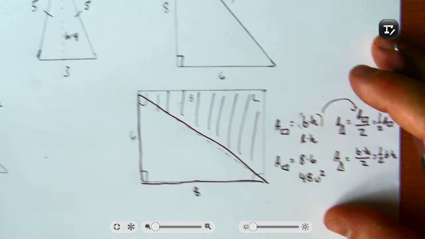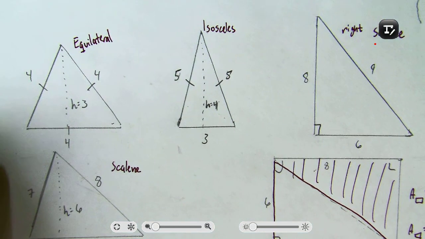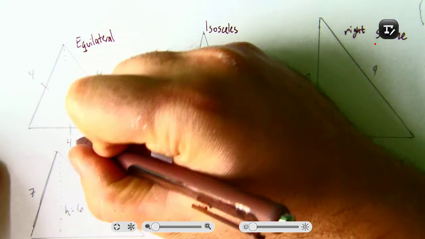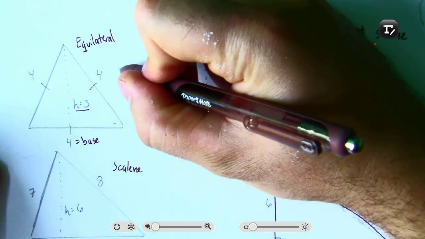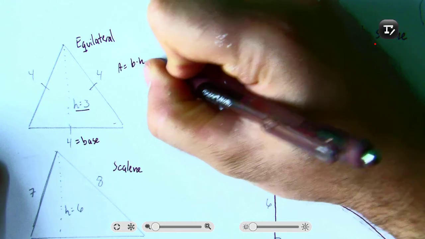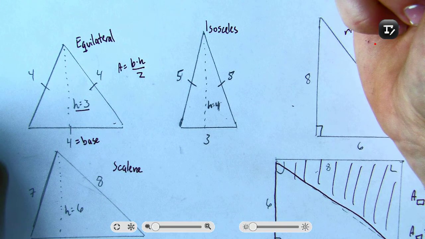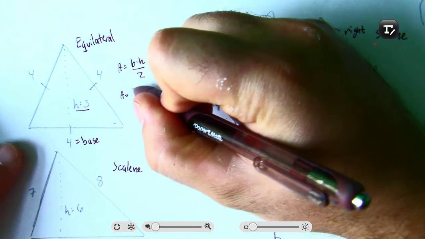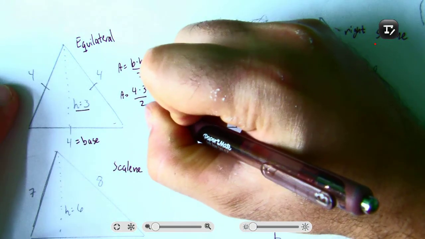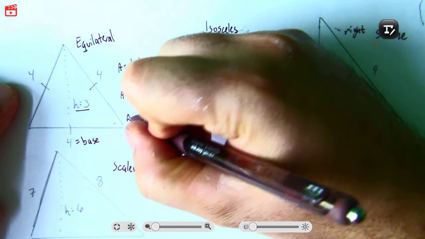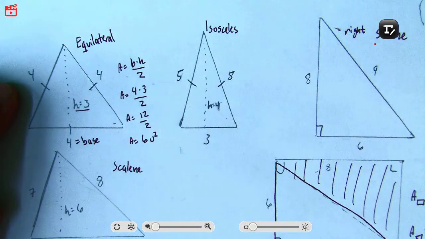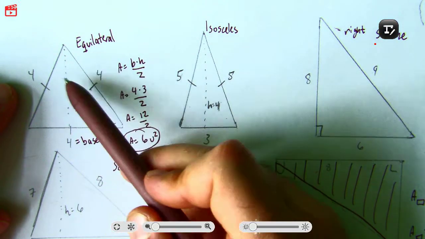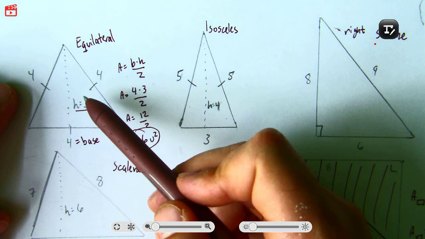So now, how does that work for our triangles? We have lots of numbers on here. Which one do we use? Well, 4 is the base. The height is clearly labeled there. So I'll take that formula, area equals base times height divided by 2. I'll just plug in my numbers. Area equals 4 times 3 divided by 2. So area equals 12 divided by 2, which is 6 square units. Notice how I actually didn't use the other two legs. I only needed the base and the height.